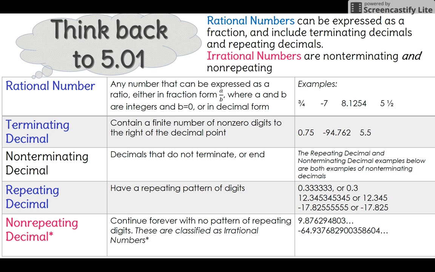So we're actually going to be talking about something new today. Today we're going to be talking about irrational numbers. So we've talked about rational numbers. Those are numbers that can be expressed as a fraction, and they include terminating decimals and repeating decimals.